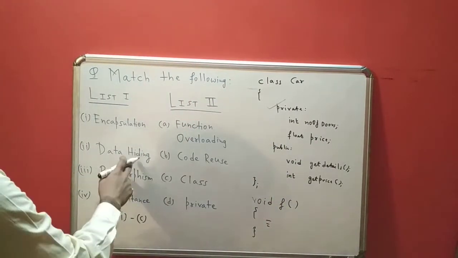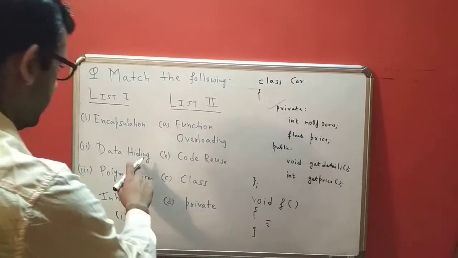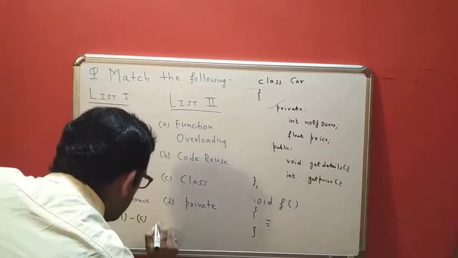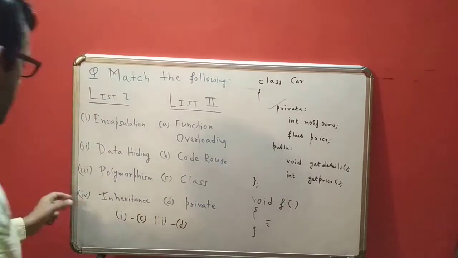So if I have to implement data hiding, I have to use the access specifier private. So data hiding will go with private. So that is 2D. Okay. Now the next one.